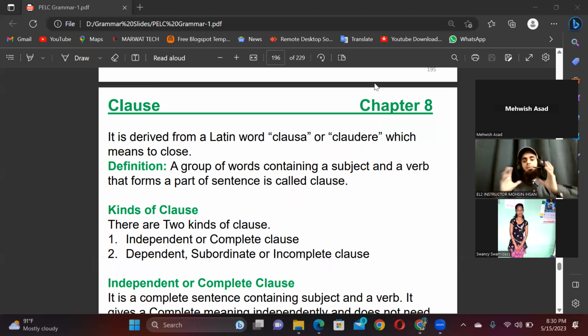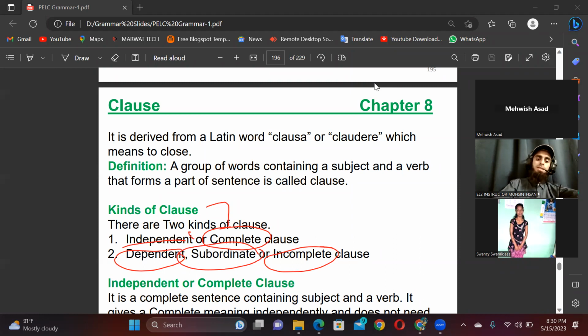Class means the agreement of the subject in a sentence to its verb. If the verb agrees with the subject, it is called class. There are two kinds. One is called independent or complete class. The other is called dependent or incomplete class, or subordinate class. What is the reason that we have divided the class into two categories? The reason is simple: if the sentence gives us complete meaning, for example, I am giving a lecture, fine, this is a complete meaning.